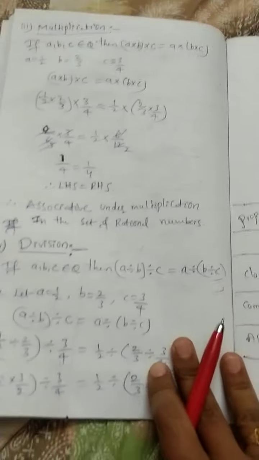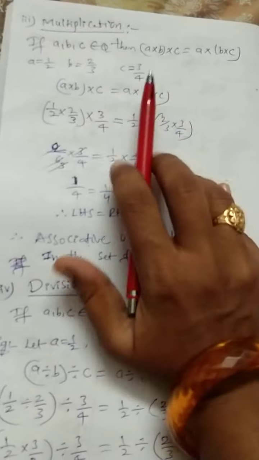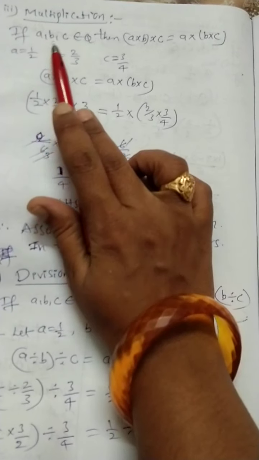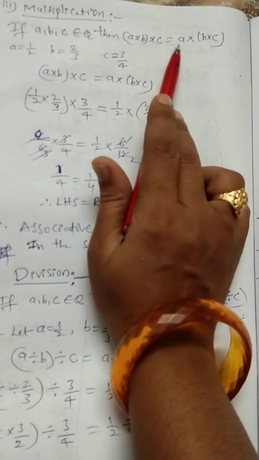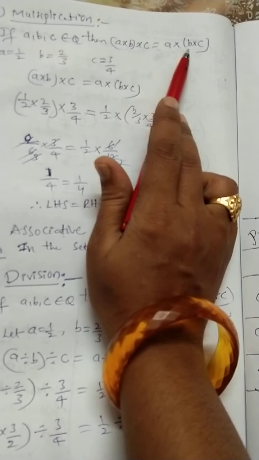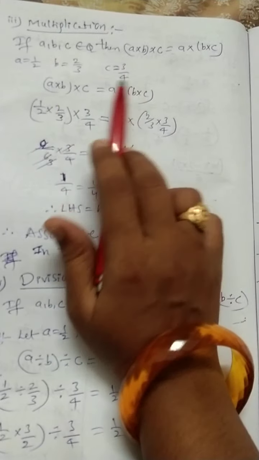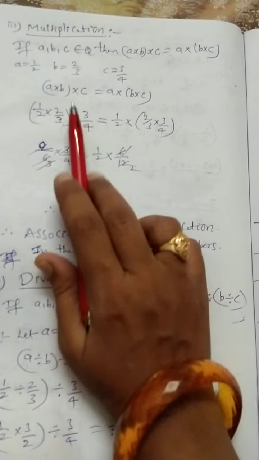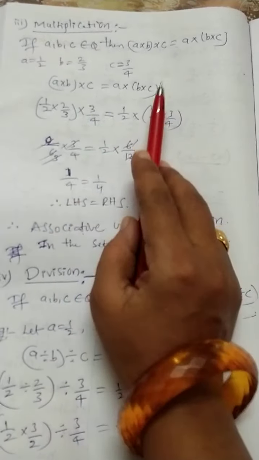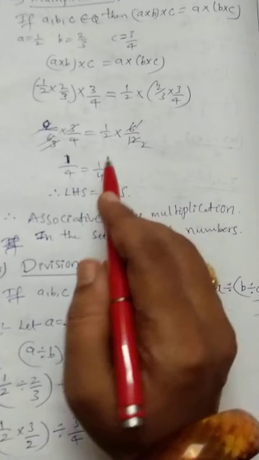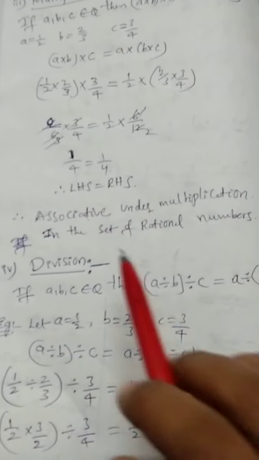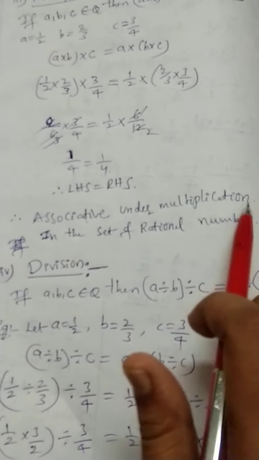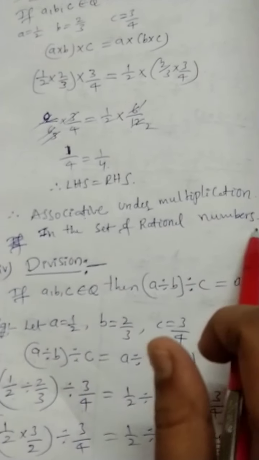Okay, next multiplication. Third operation, multiplication. See, for multiplication we just take the product. (a into b) into c is equal to a into (b into c). You have to substitute the a, b, c values. Now you can check the LHS and RHS. You should get the same answer. 1 by 4 is equal to 1 by 4. LHS is equal to RHS. So associative under multiplication in the set of rational numbers.